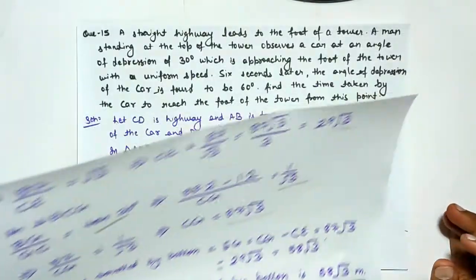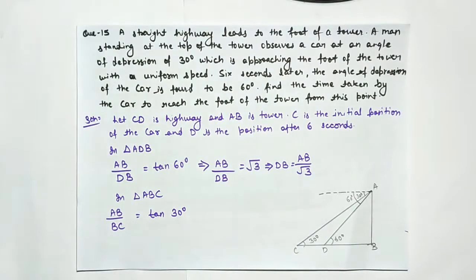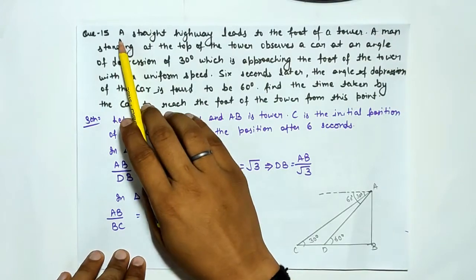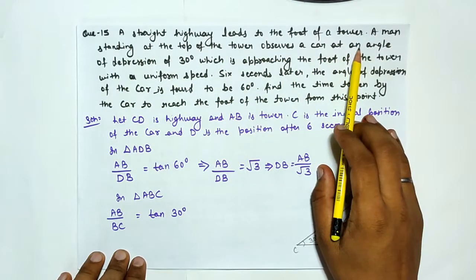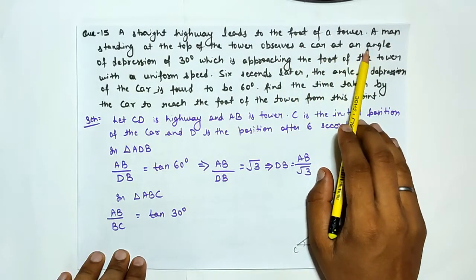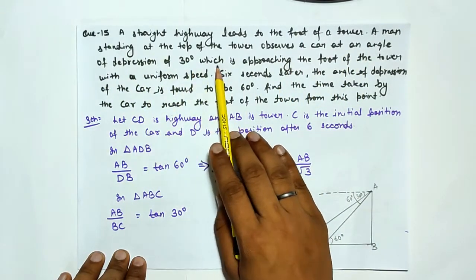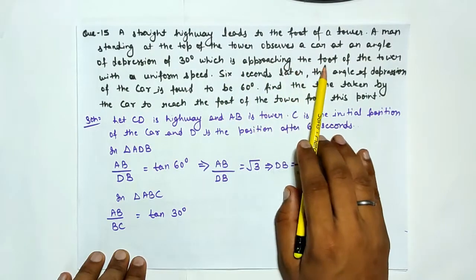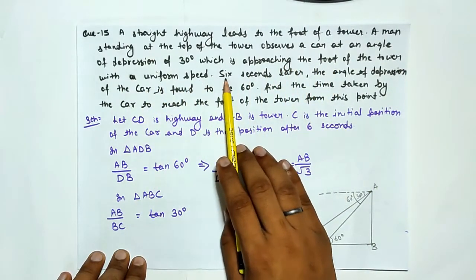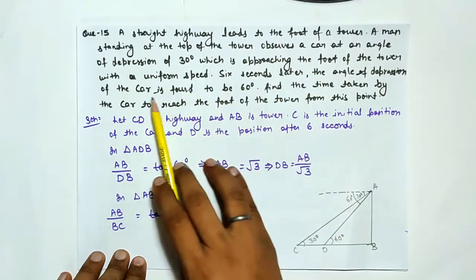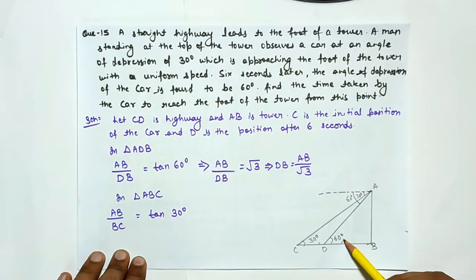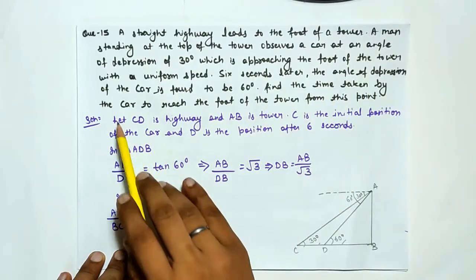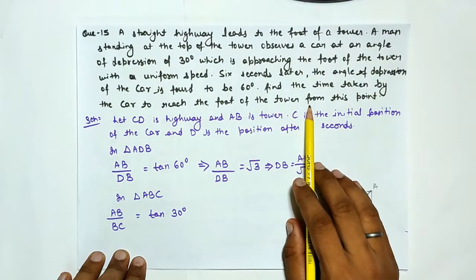So now moving to the next question from the same exercise, that is question number 15. Question number 15 says, a straight highway leads to the foot of a tower. A man standing at the top of the tower observes a car at an angle of depression of 30 degree, which is approaching the foot of the tower with uniform speed. 6 seconds later, the angle of depression of the car is found to be 60 degree. Find the time taken by the car to reach the foot of the tower from this point.